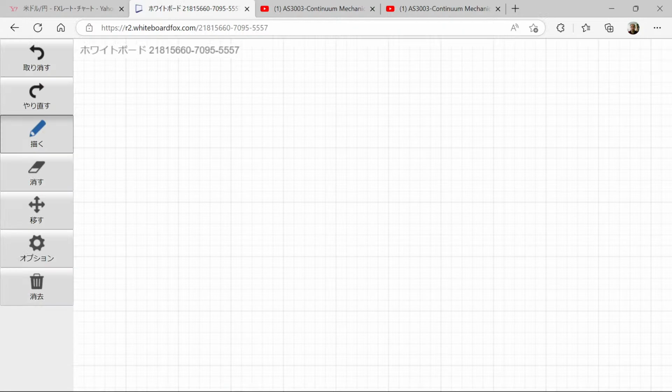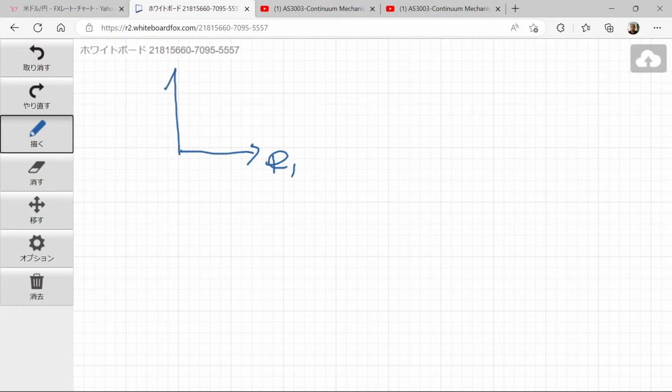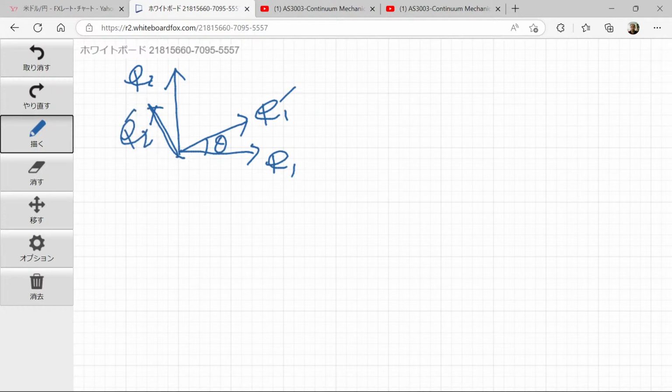So we do just the same coordinates as before. We have E1 and this is E2. Then we have the tilted coordinates: E1 prime, this is theta, and this way we have another coordinate E2 prime, this is also theta.